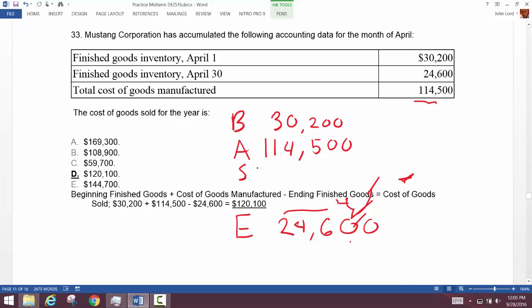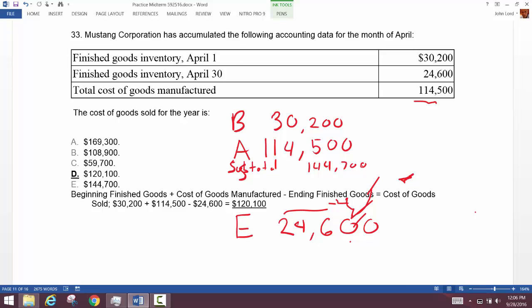Okay, so that's 24,600. Now take that 30,200 plus 114,500. How much is that, guys? Okay, 144,700. Put in little letters "subtotal" right underneath that A, where the A is. Okay, good. And that's 144,700. You don't have to line it up. Just write it there. 144,700 is the total of the beginning plus the adds, the amounts of our cost of goods manufactured.